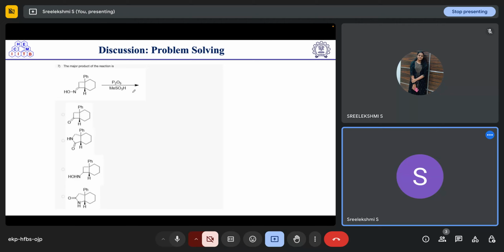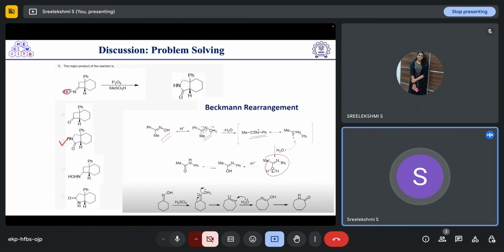So here the correct answer is this ring expanded product, that is option B, and this reaction is known as Beckmann rearrangement. So what is happening here is that first in the presence of this acid, this is getting protonated and that will leave out as a water molecule. So when it is leaving out as a water molecule, this bond is migrating to this nitrogen center. So we are getting here a resultant ring expanded product, and that migration of that bond to here will result in a carbocation, right?